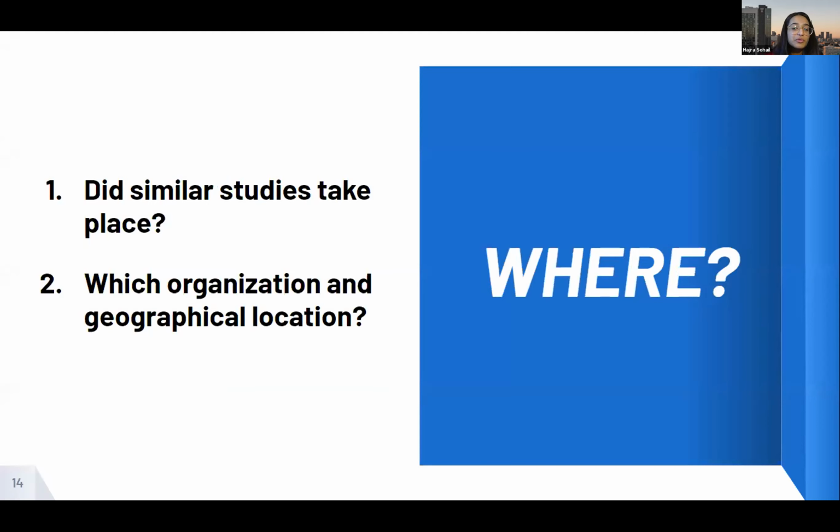The third W is where. So where did the similar studies take place? Maybe this could tell you a little bit about interest. Is it based on countries, regions, which organization, and geographical location? So similar thing. Is there a stronger interest in certain places? What does that tell you about your topic?